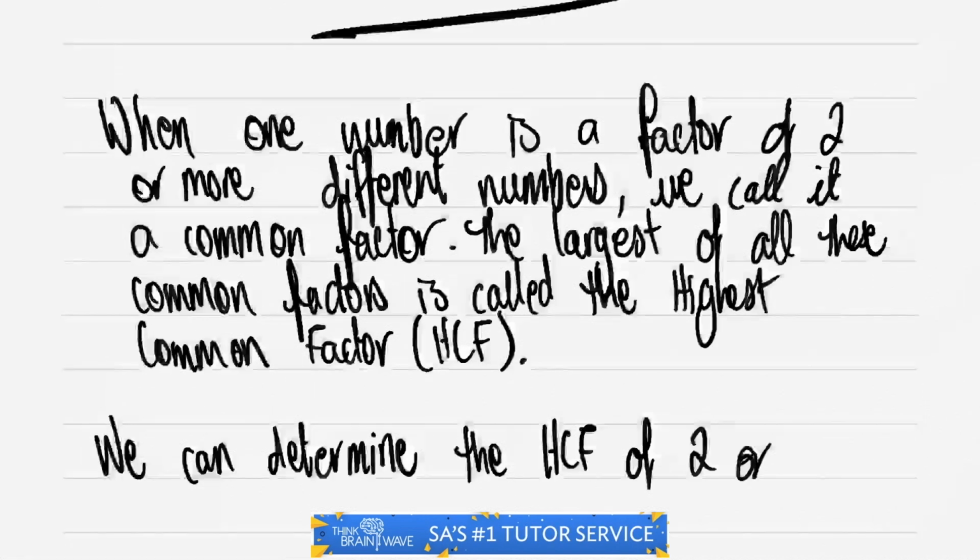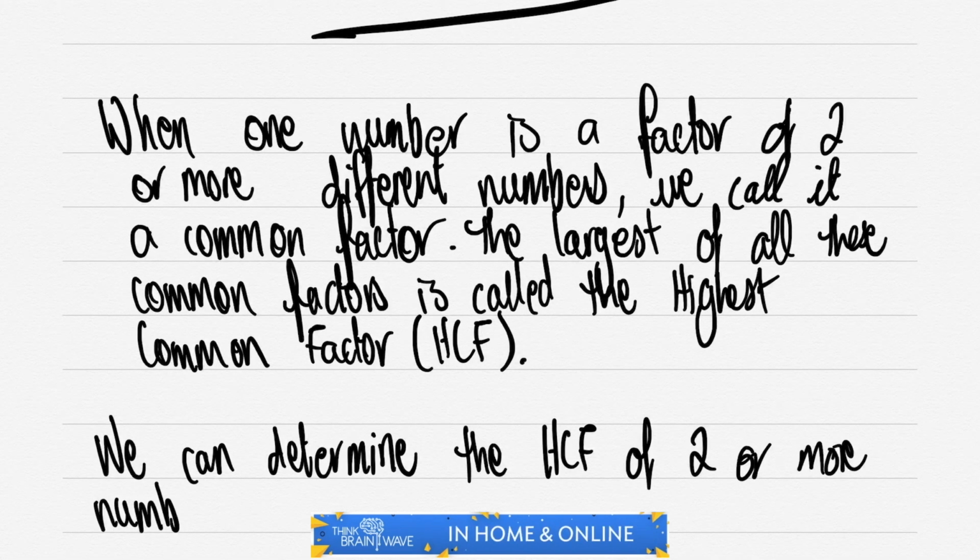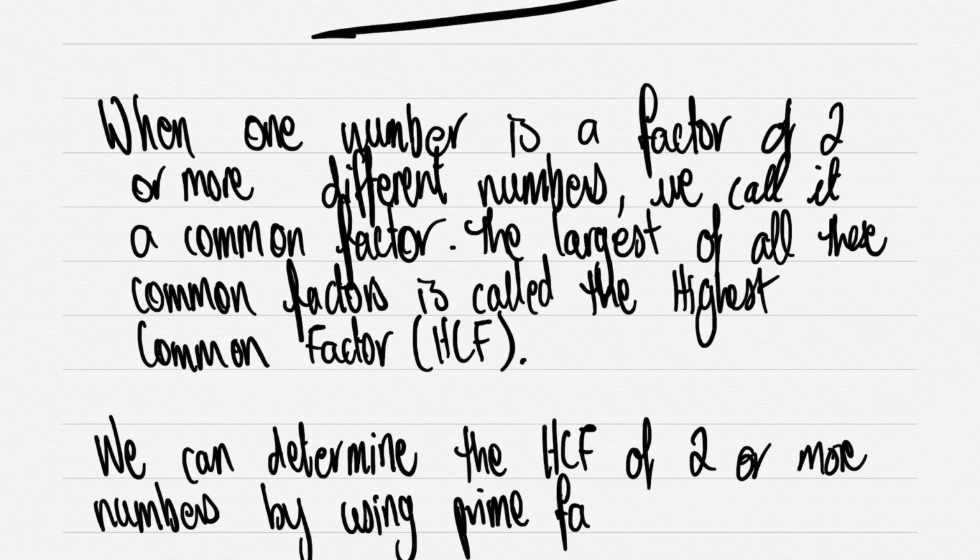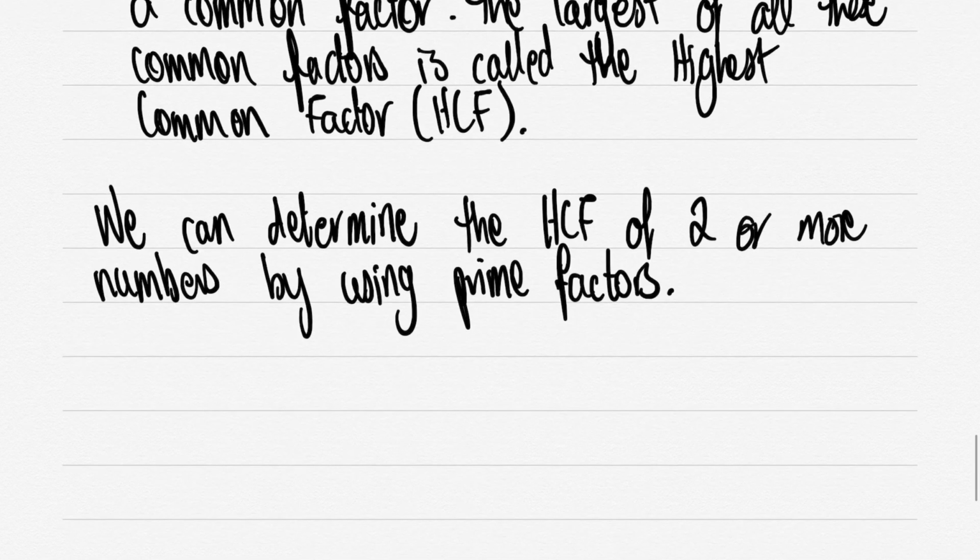Right, so we can determine the highest common factor of two or more numbers by finding the prime factors. As you can remember, we've done prime factors in a previous video. If you haven't seen this video, make sure to go have a look, as this will be part of a series of videos. Alternatively, you will find the videos at thinkbrainwave.com, where you'll be able to get a tutor or have a look at all the other videos that are available.